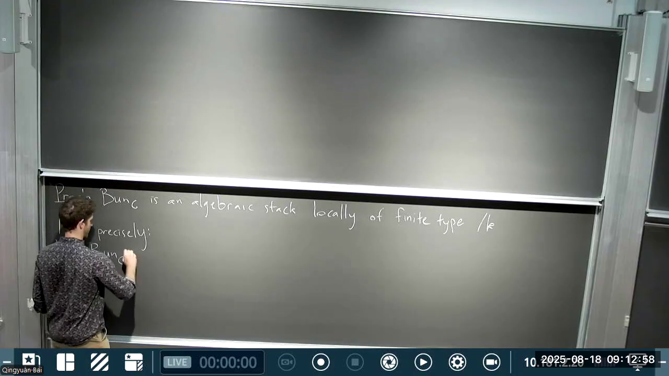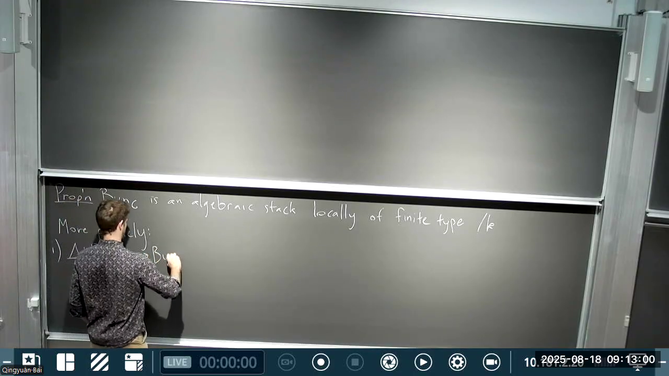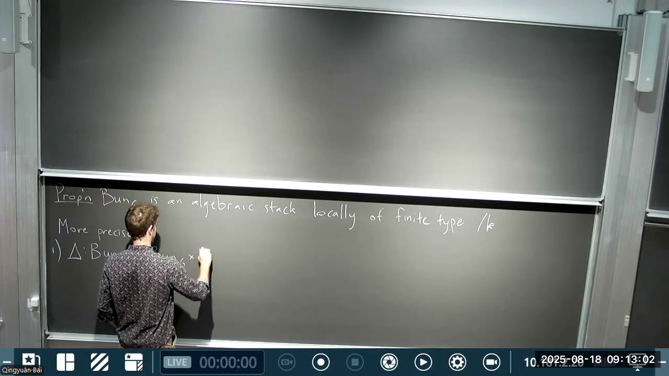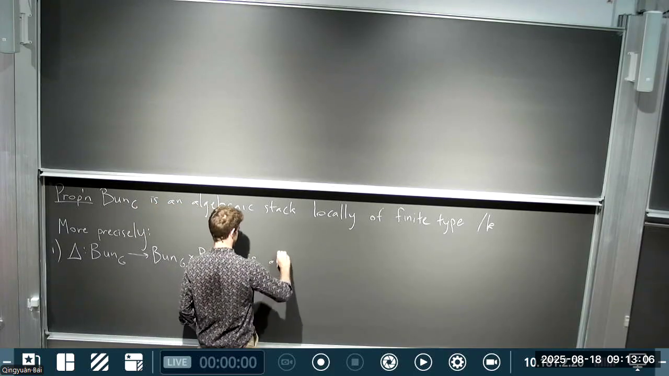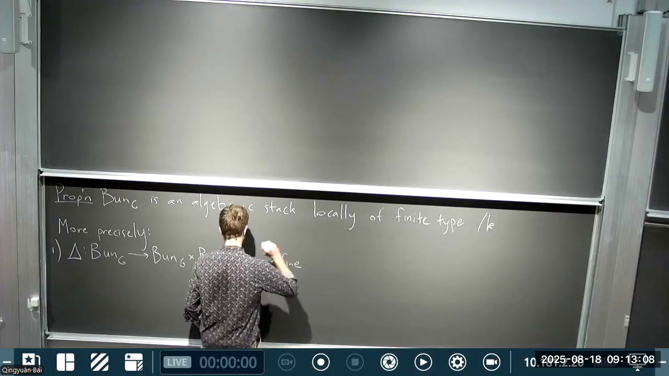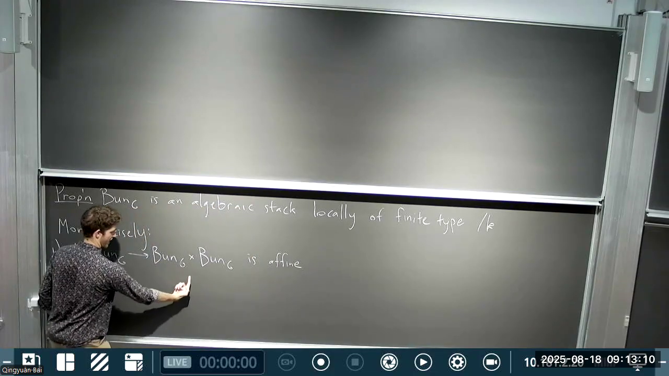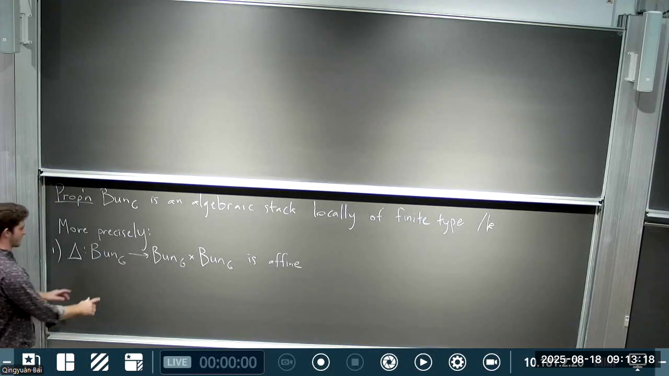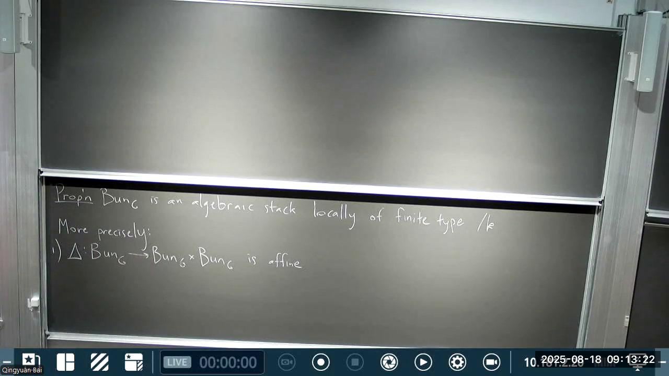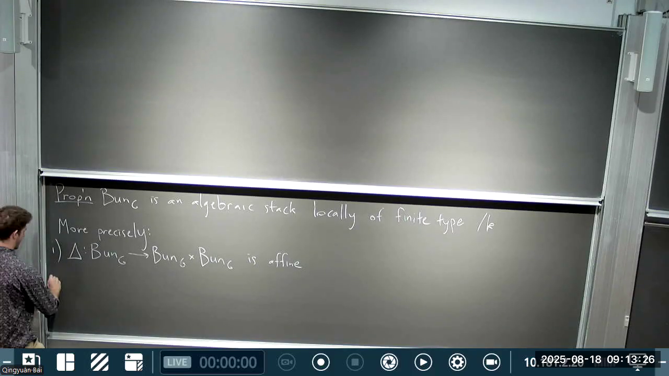And what happens for Bun G, in fact, is it's a particularly nice kind of stack. The diagonal is actually an affine morphism, meaning if I take some affine scheme mapping here and base change, I get an affine scheme. So this is, again, a particularly nice type of algebraic stack. In general, algebraic stack means the diagonal is representable by an algebraic space or something like this. In this case, the diagonal is actually an affine scheme, so it's a particularly nice kind of stack.